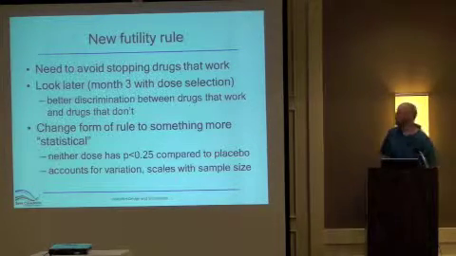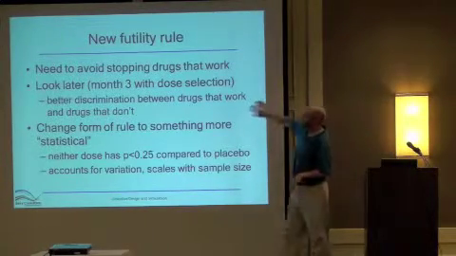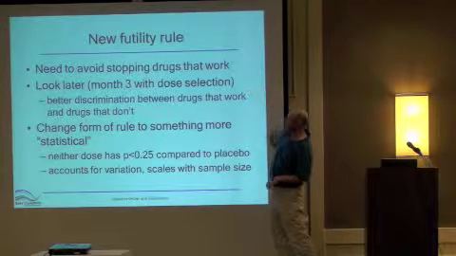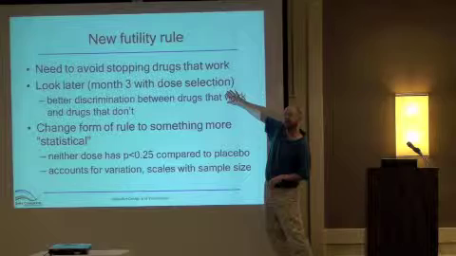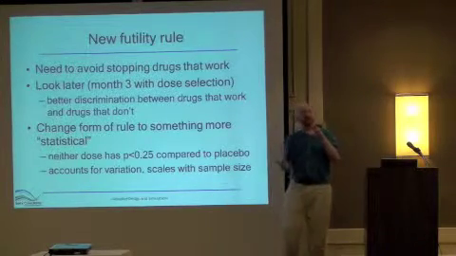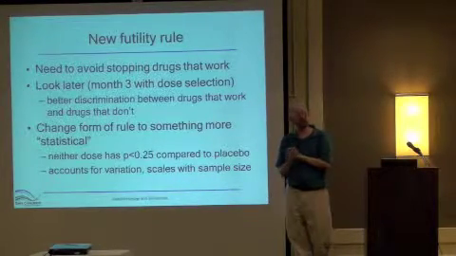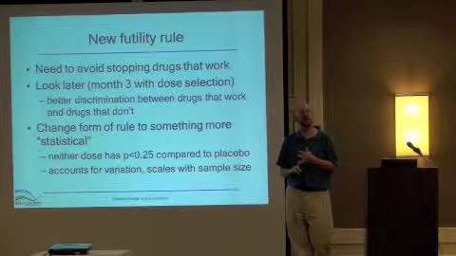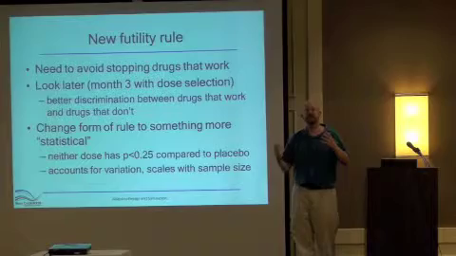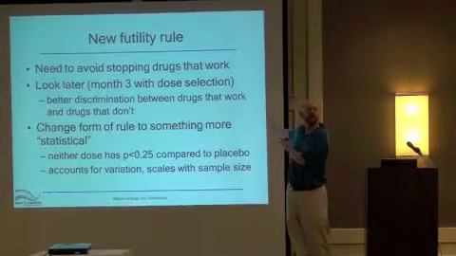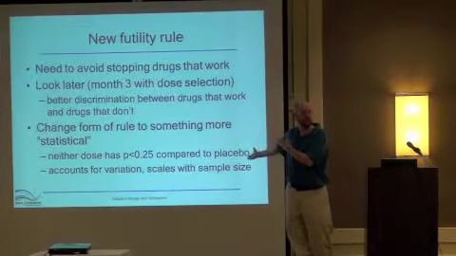So I'm going to put in a new futility rule. I want to avoid stopping good drugs. One way that I'm going to do that is I'm going to look later. The fact that those two clouds overlap so much really just means 1 month is too early to do this. I can't discriminate good from bad at 1 month, so I'm not going to. And that's what the simulation's showing you. It's just too hard at that point.